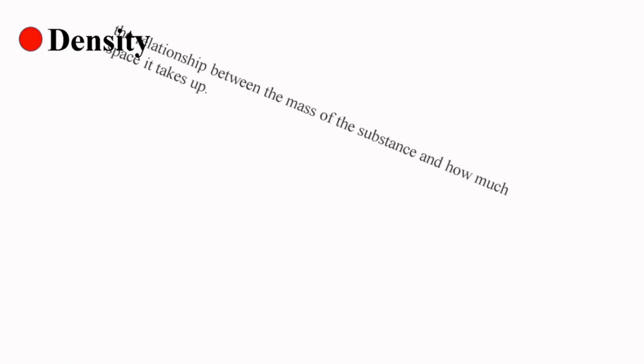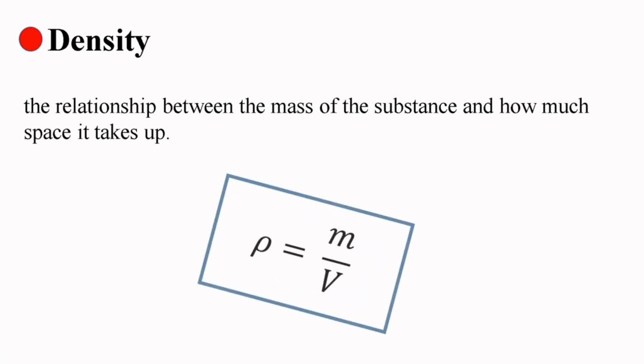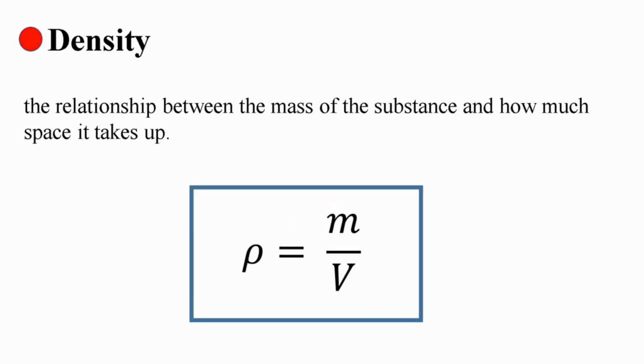If I want to present a definition of density, I can say it is a relationship between the mass of the substance and how much space it takes up. And if I want to give you a formula according to this definition, the formula is going to be rho, which represents density, is equal to m, which is representing mass, over v, which is representing volume.